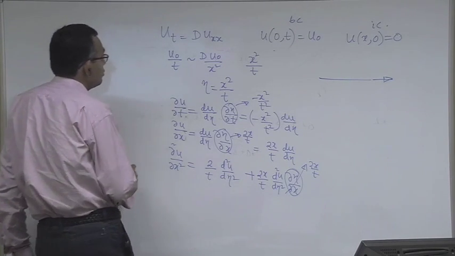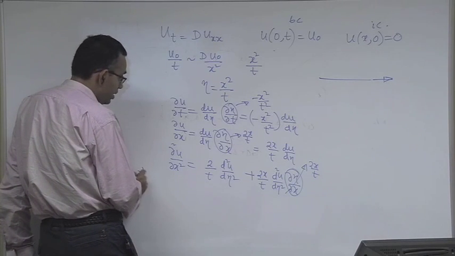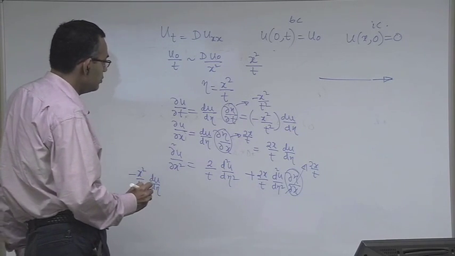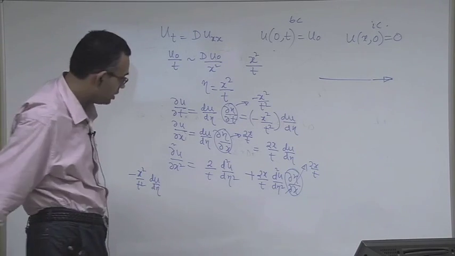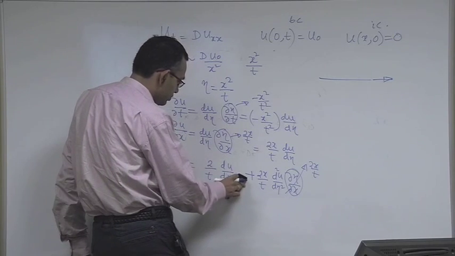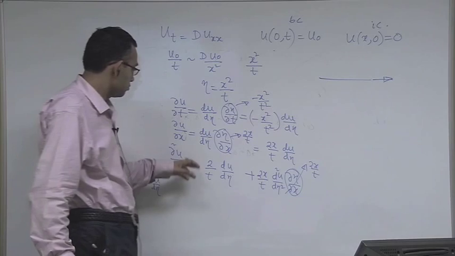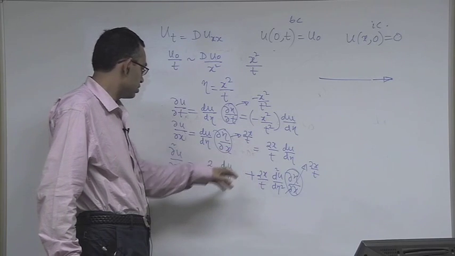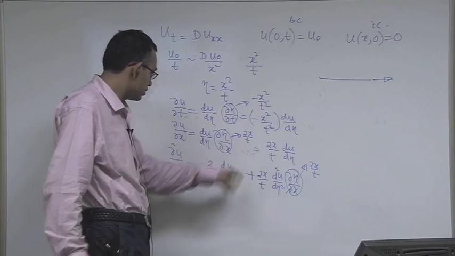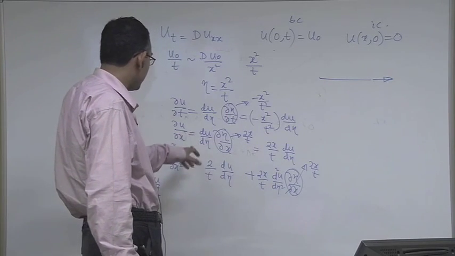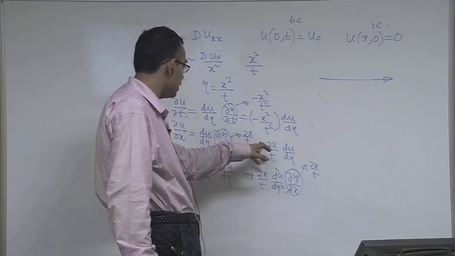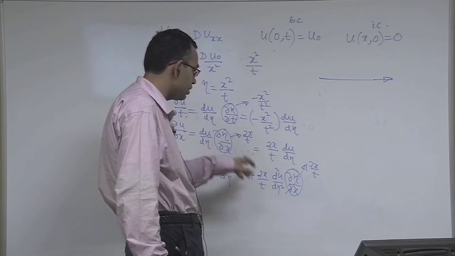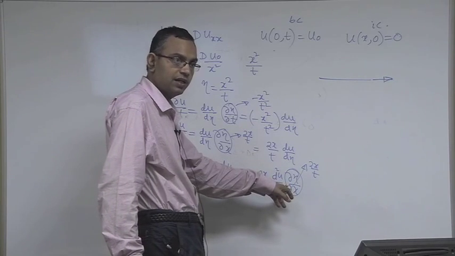So you have del u del t, that is minus x square by t square du d eta. This is du d eta, right. We have differentiated this with respect to x, so this has become 2x by t du d eta. When you differentiate it again with respect to x, this becomes 2 by t du d eta, then this differentiated with respect to x, right.